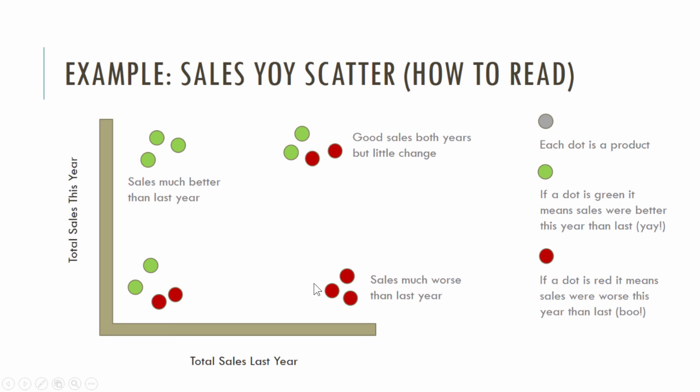By contrast, if we look down here, the sales last year were very, very high, but the sales this year are very, very low. So these are products that people aren't buying as much this year as they were last year. If we go up here to the top corner, these are products that are selling pretty well, but they were also selling well last year, so we might not have a lot of decision points around that.